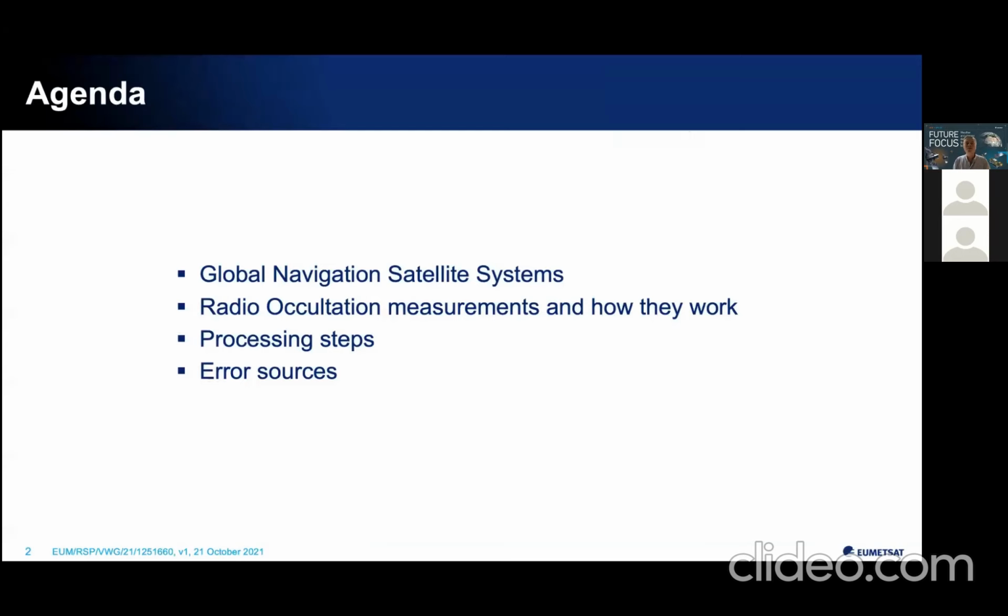But we will see. What I want to talk about is a little bit about global navigation satellite systems, really the very basic ideas on how they work, and then come finally to the radio occultation measurements that we are talking about today. I will briefly go through the steps we do in the processing towards the main products. And finally, I will have 1 or 2 slides on what is contributing to the uncertainty of radio occultation measurements, so that you have a little bit of background for the next talks.